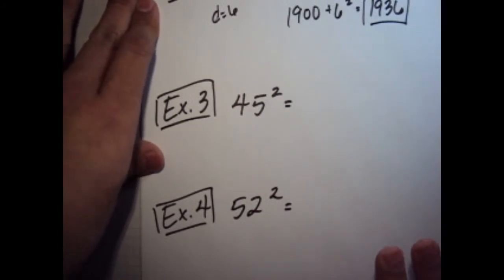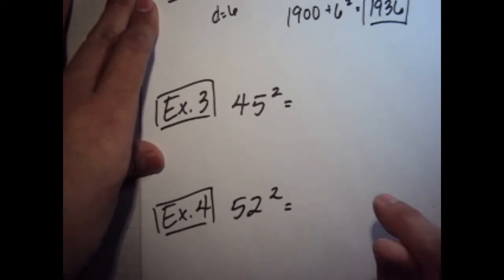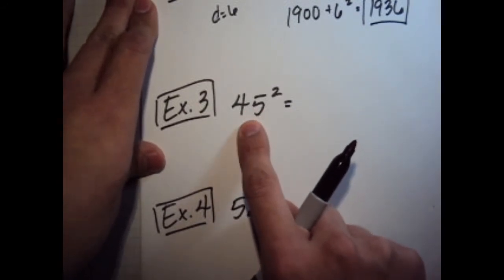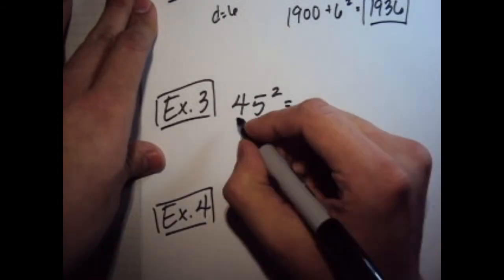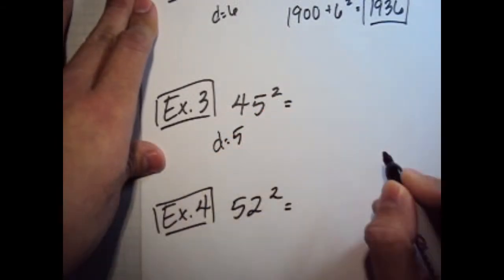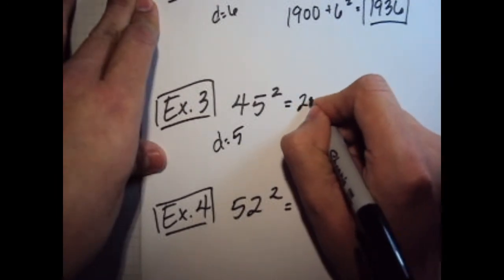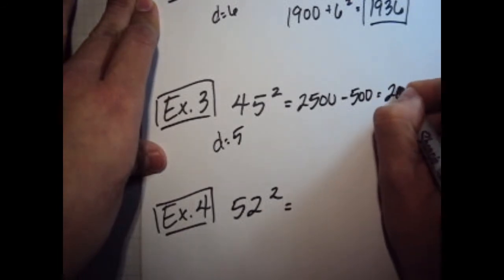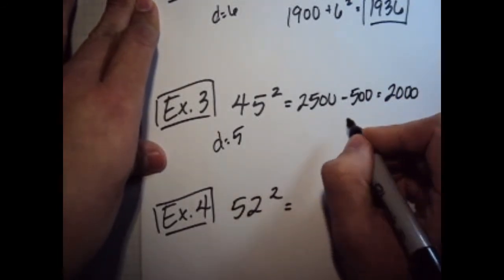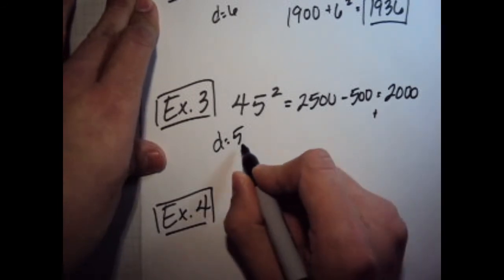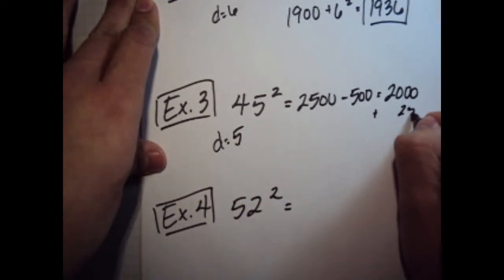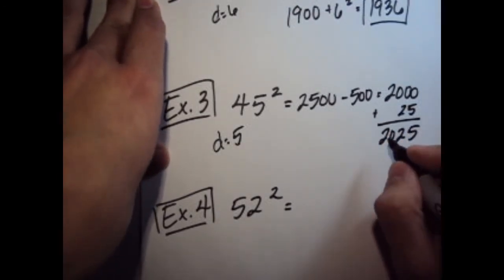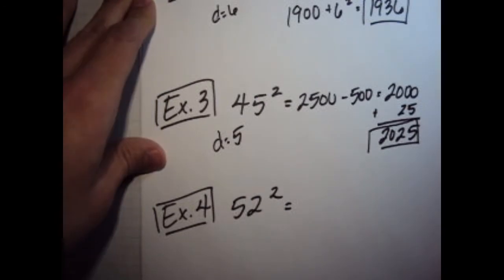Okay, next example. Let's do 45 squared. Now, in another video, I talk about squaring 2-digit numbers that end in 5, and we'll find we get the same answer if we do it this way as well. So 45 squared, our difference is going to be 5, so we're going to subtract 500. So we take 2,500 and subtract 500, and we get 2,000. And now we add back the square of the difference, which is 5 times 5, 25. Which gives us 2,025. So 45 times 45 is 2,025.